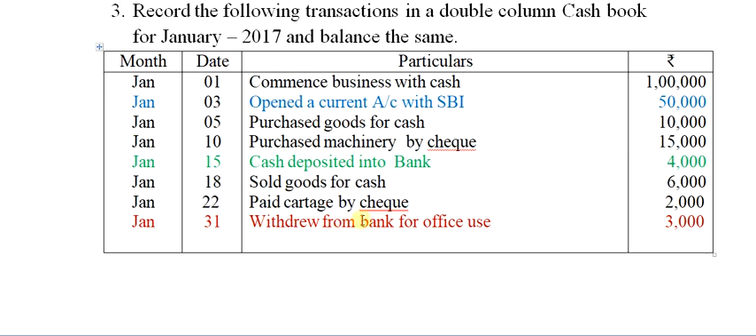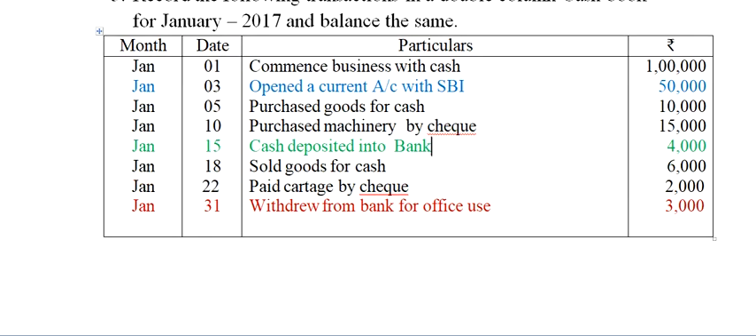Jan 31st, withdrew from bank for office use rupees 3,000. We are withdrawing the cash from where? From the bank. So when we are withdrawing, our bank balance reduces. Automatically what balance increases? Our cash balance increases, amount of rupees 3,000. When the cash balance increases, it should be shown under the debit side.